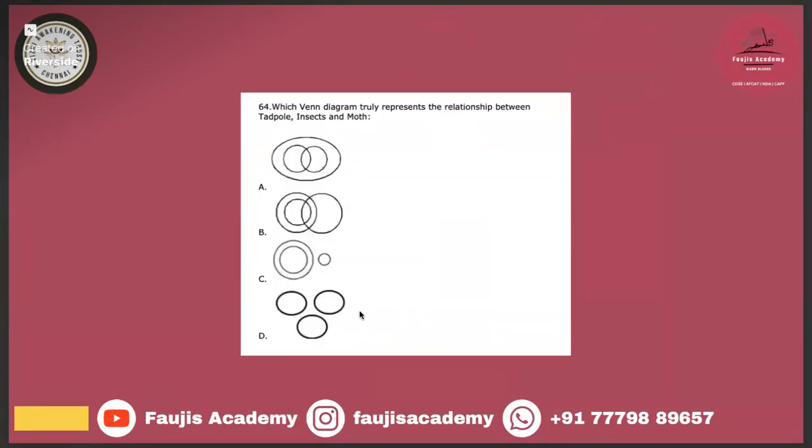Okay, tadpole, insects, and moth. Option C. Tadpole is the baby of a frog. Moth will develop into a butterfly. Insects: is a butterfly an insect? Yes, sir. So if a butterfly is an insect, this is insect, this particular stuff is your butterfly, and this is your tadpole. Okay, right?